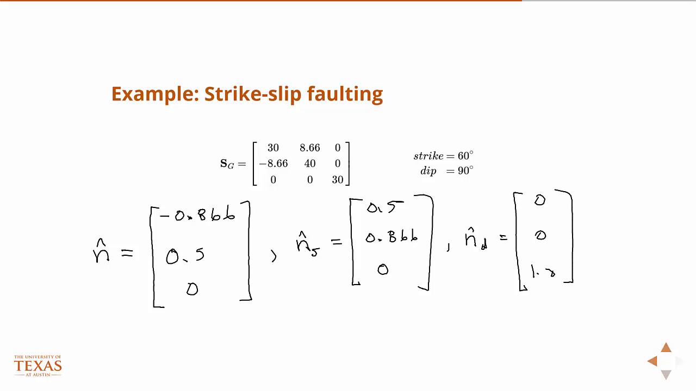what is the stress normal to the plane? It is SG n hat, that gives me the traction vector on the plane. And then I dot that into the normal again. And if you work that out, you will get 40, if you plug that into your calculator.